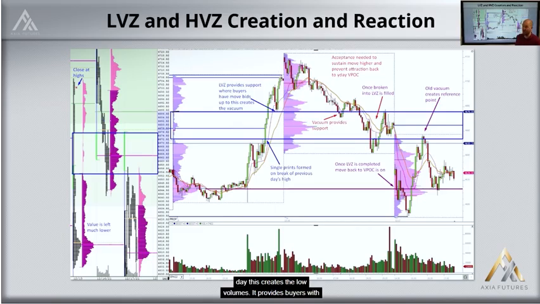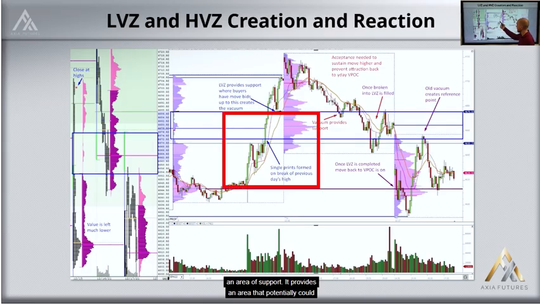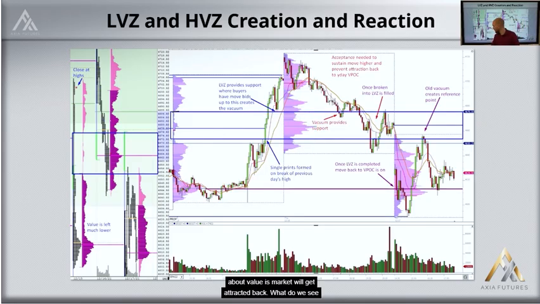This creates the low volume zone. It provides buyers with an area of support. It provides an area that potentially could be filled if we fall back into it, or is going to act constantly as a support. Now, take away everything else, what we know about value is market will get attracted back.